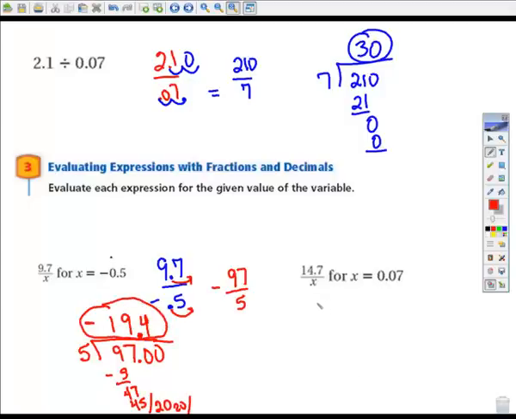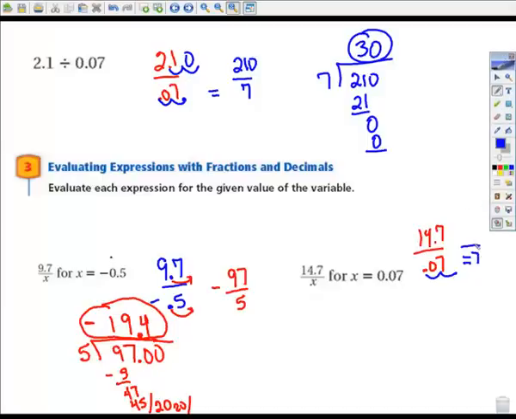Here I have 14 7/10 divided by 7/100. Slide the decimal over twice to make that a 7. And over twice here makes that a 1,470. So I have 1,470 divided by 7. 7 divides into 14 twice. I have to bring down my 7. 7 divides into 7 once. And I bring down the 0. 7 into 0 is 0. So the answer is 210.